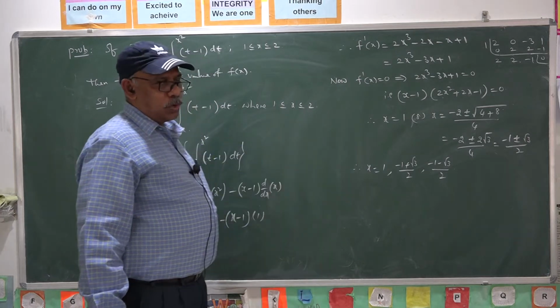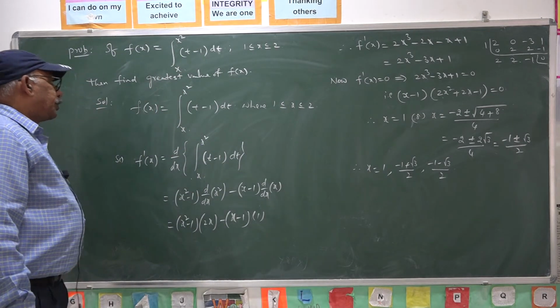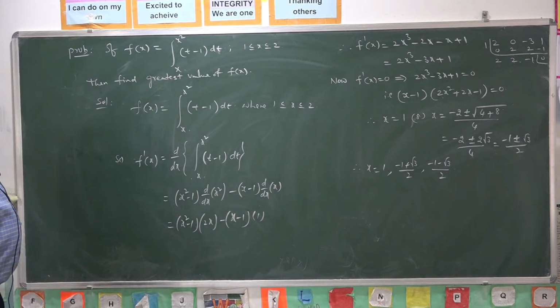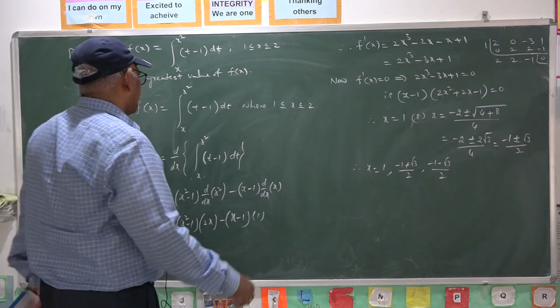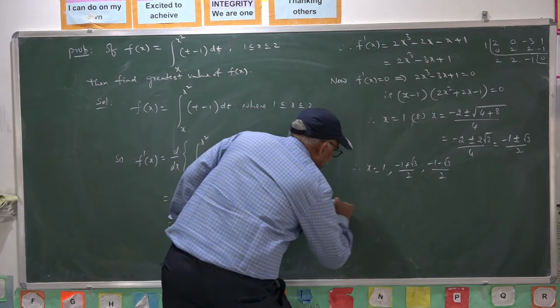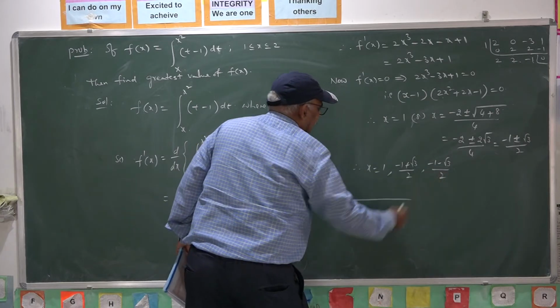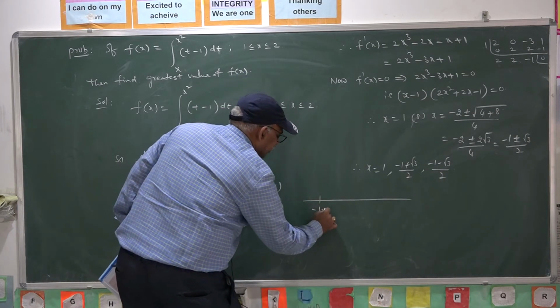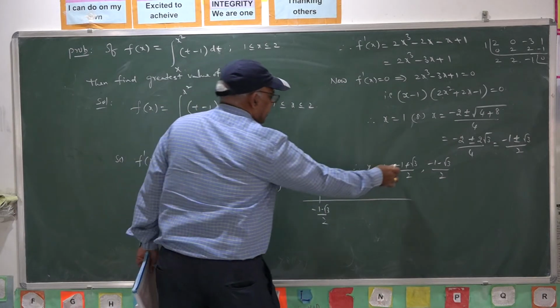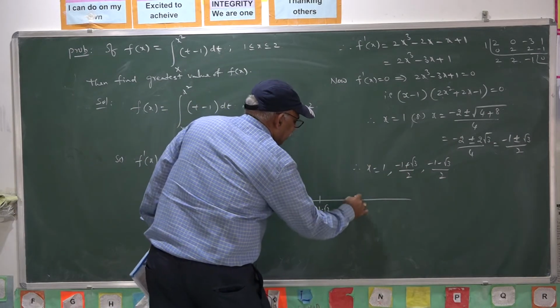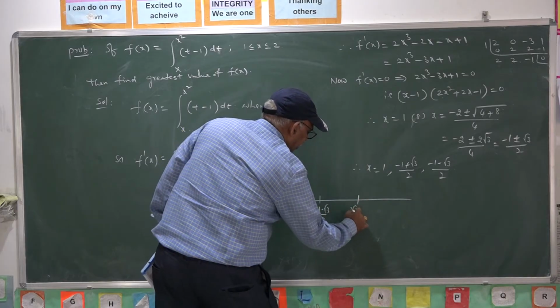Now to get the greatest value, observe in which interval it is increasing. So let us consider these points on the real axis. This is completely negative. So minus 1 minus root 3 by 2. Okay. Next, this value. This value is root 3 minus 1 by 2.